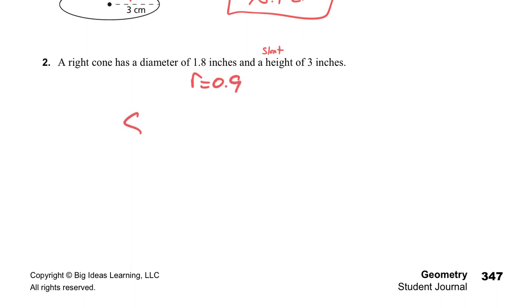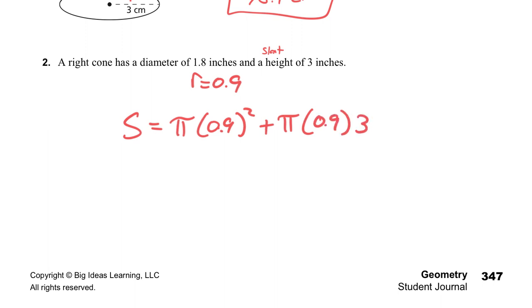And again, we would say surface area equals pi times our radius, which is 0.9 squared, plus pi times our radius, which is 0.9, times the slant height, which is 3. And we can throw that in the calculator. Just to save time, I'm not going to go through that answer, but that's what you would do.